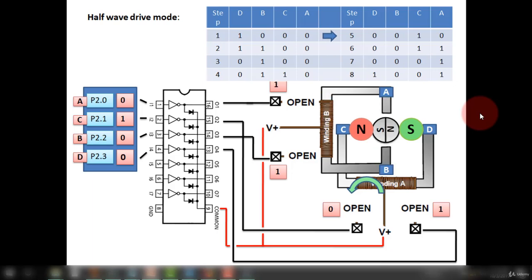As we know, in wave drive mode only one coil is energized. In full drive mode 2 coils are energized. So you can see that thing here. It's a wave drive and it's a full wave drive mode. So now I will run this step sequence again and you can observe how stepper motor rotates.